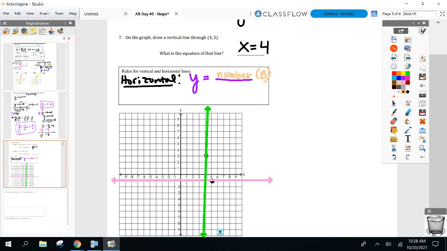Okay. So horizontal is y equals a number. Vertical is not y, but x equals a number. Okay, and that's wherever it crosses the x-axis. So that's the only thing you got to get straight. Horizontal is y, vertical is x.